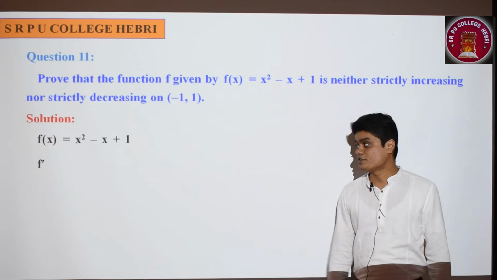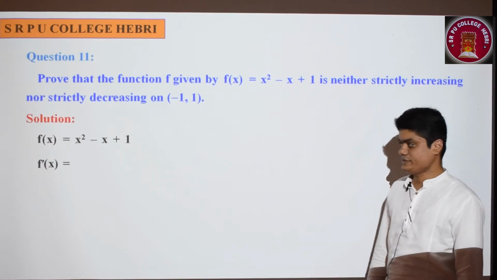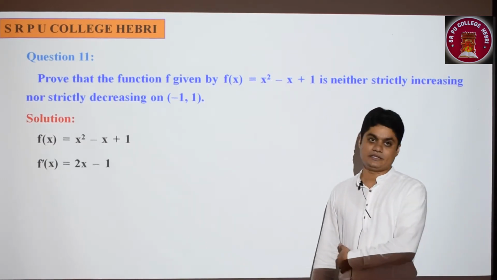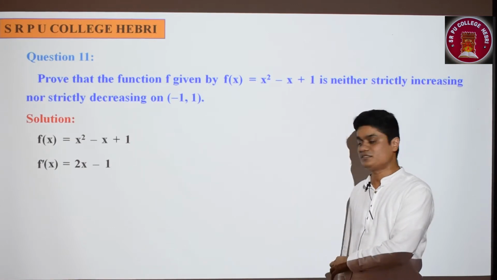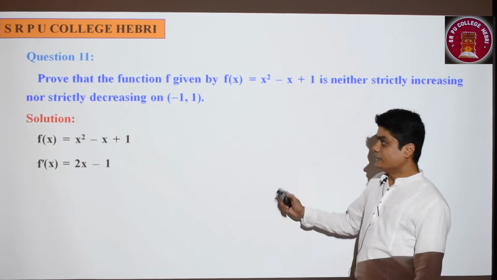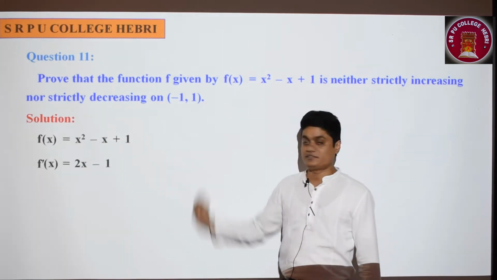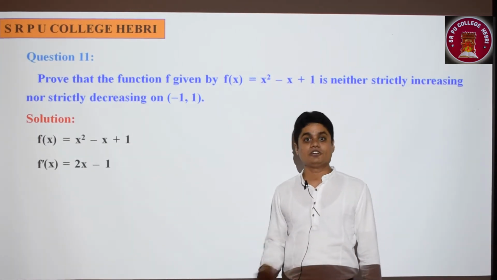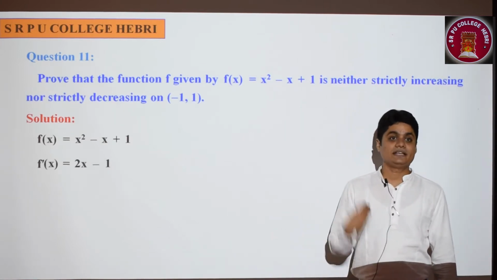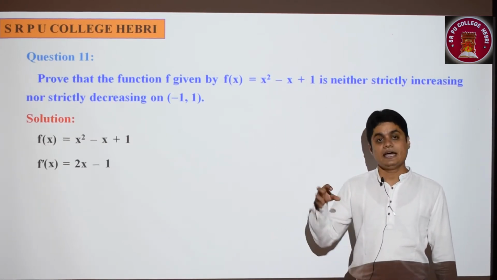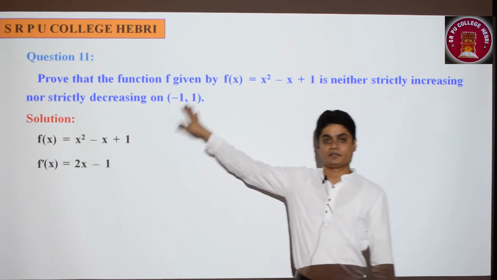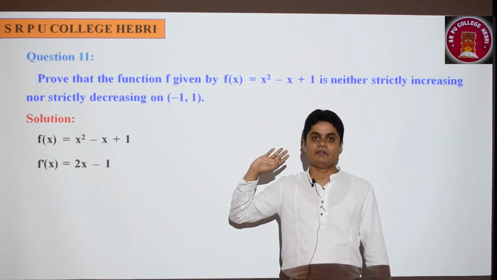Okay. So differentiate. What is the differentiation? Yes, 2x minus 1. The differentiation of this function is 2x minus 1. Got it? Now we have to prove that it neither increases nor decreases in this interval. So to prove this, first find out the interval where this is strictly increasing and strictly decreasing, and show that that interval is not part of this. That is our plan.